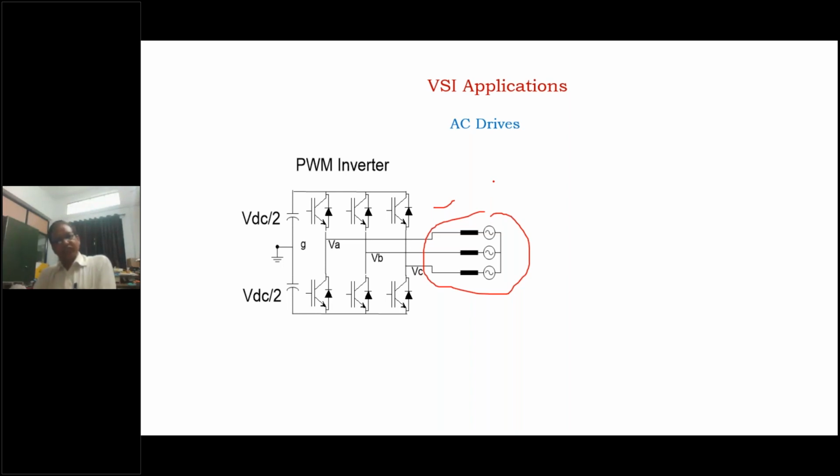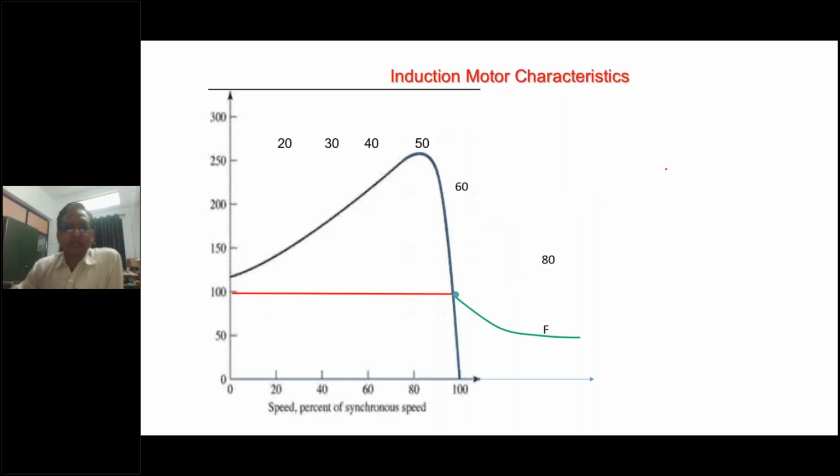Why do we need variable voltage and variable frequency? The reason is that to maintain the flux in the core constant, we need variable voltage and variable frequency. You can see this is the torque speed characteristics of an induction motor. This is given for example 50 hertz and 400 volt, so the V by F ratio is constant. 400 upon 50 comes to about 8.